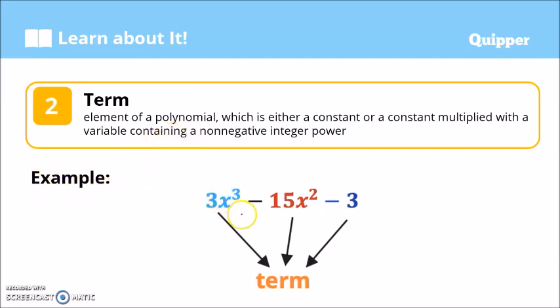So we have here example 3x cubed minus 15x squared minus 3. Okay, we have three terms here. This is considered as one term. Itong 3x cubed. Etong negative 15x squared, and negative 3. So, we have three terms.